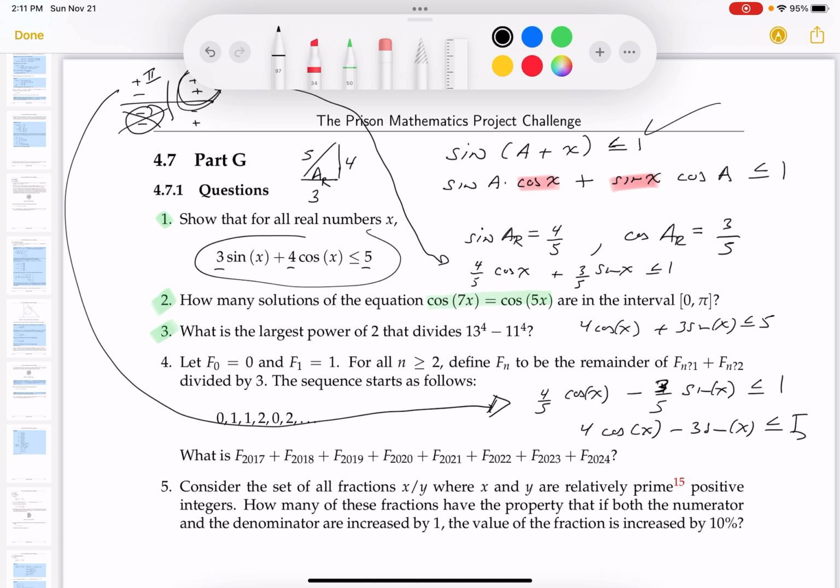So I'm going to write this over here. I'm going to multiply both sides by minus. It's still going to be true, by the way, but I'll write this over here, and I want to see if that's really making any sense to me. So 3 sine x - 4 cosine x greater than or equal to -5.